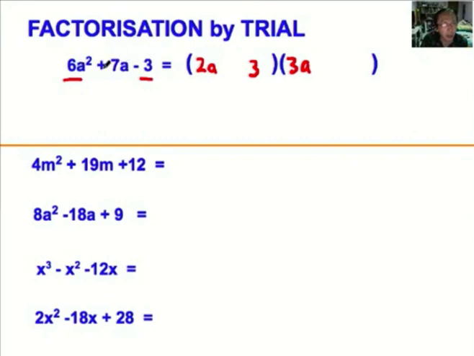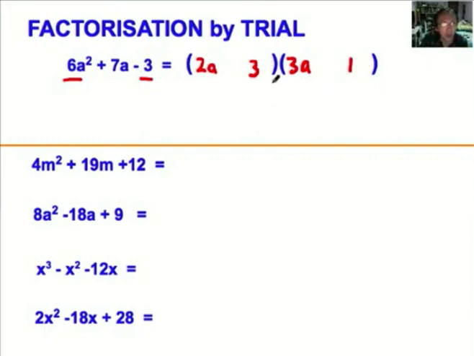But we notice that 7 does not have a factor of 3. Therefore, we cannot have the factor 3 in brackets. Therefore, this must be a 1. Notice that we did not take the sign into consideration.